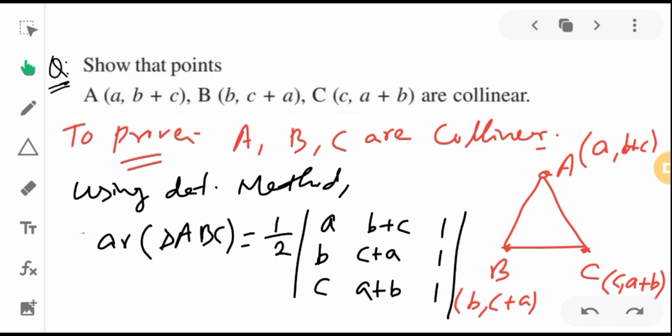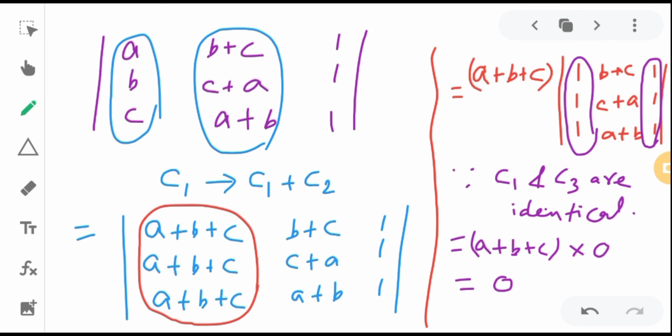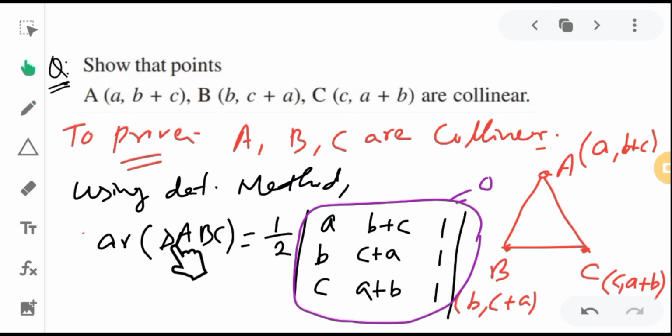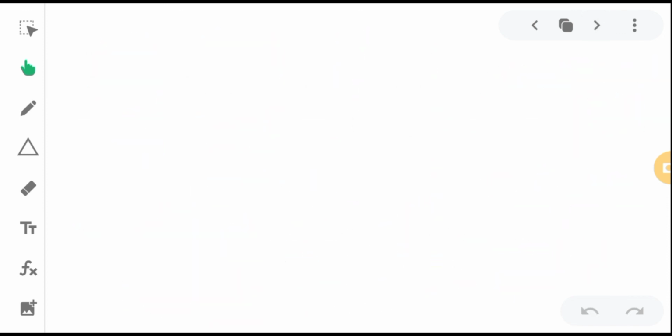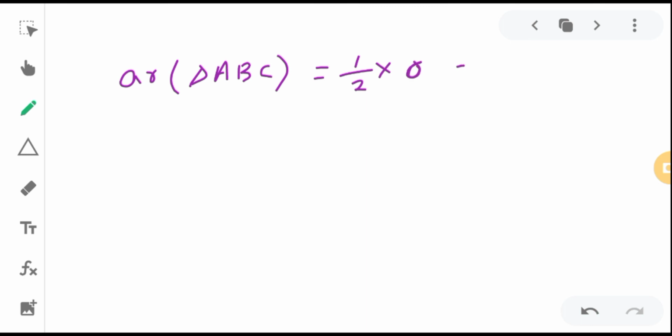Then I will come here, to the area of triangle ABC. The area of triangle ABC was nothing but 1 upon 2 into this determinant, and this determinant value we got as 0. So the area of triangle ABC will be half into 0, because the determinant value we got is 0. So ultimately we got that the area of triangle ABC is 0.